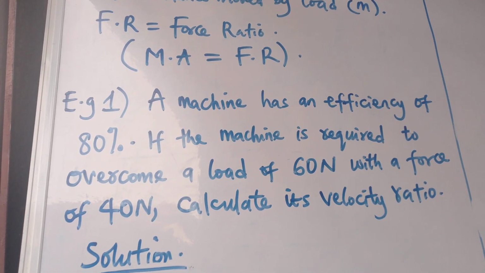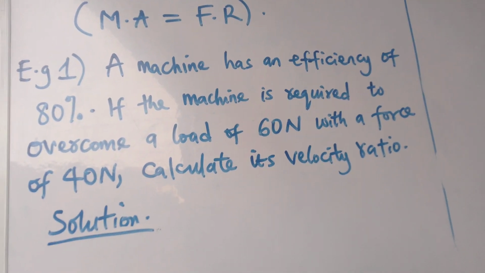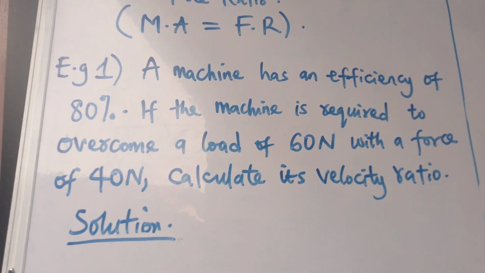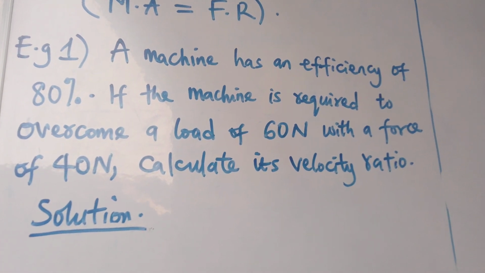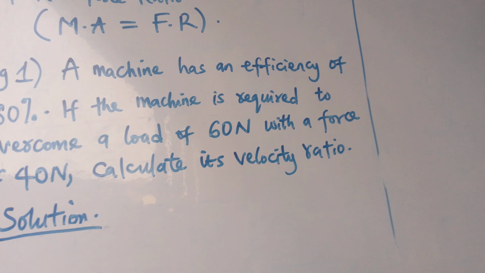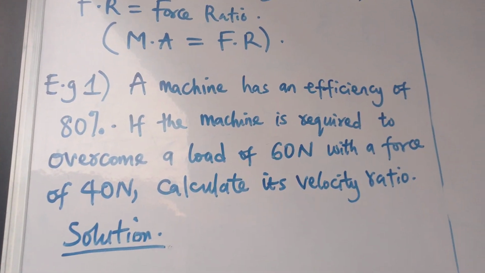Alright, we have a question on the board. It says a machine has an efficiency of 80%. If the machine is required to overcome a load of 60 Newton with a force of 40 Newton, calculate its velocity ratio. Alright, so quickly let's solve that.